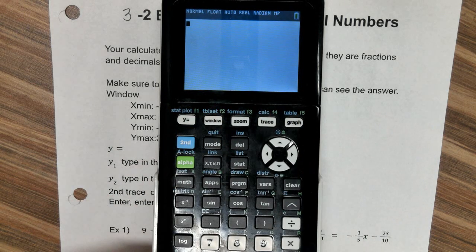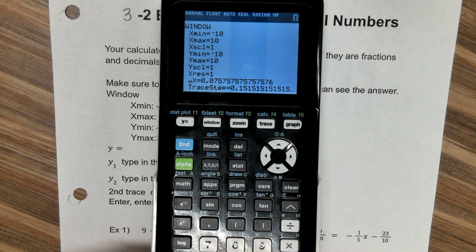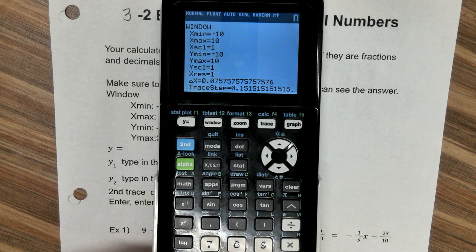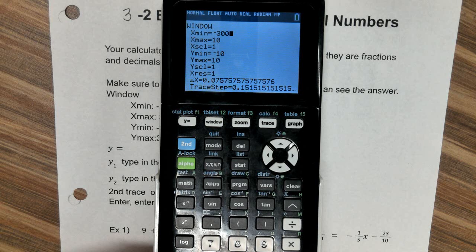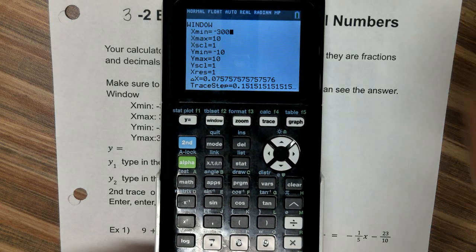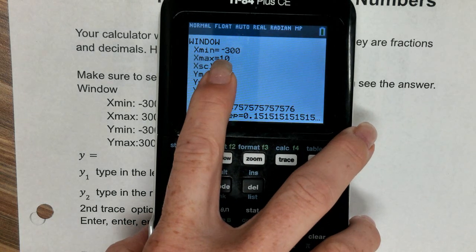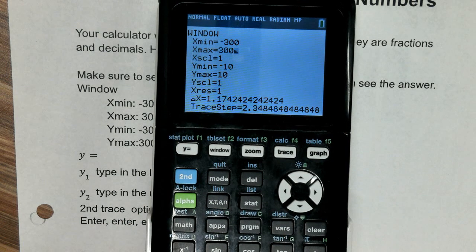Window to see the big answer. So everybody push window. I'm going to go super fast. We're going to change the x minimum to negative 300. If you don't put the negative sign, your calculator's not going to work. Where am I going to go now? To x maximum. Change it to positive 300.